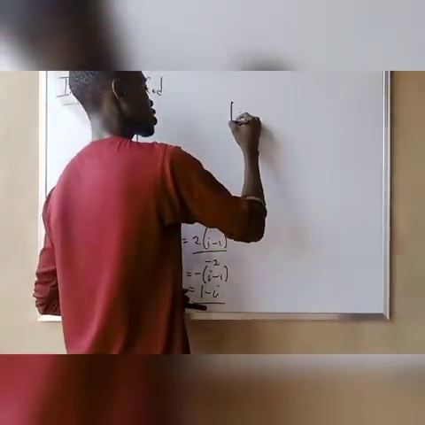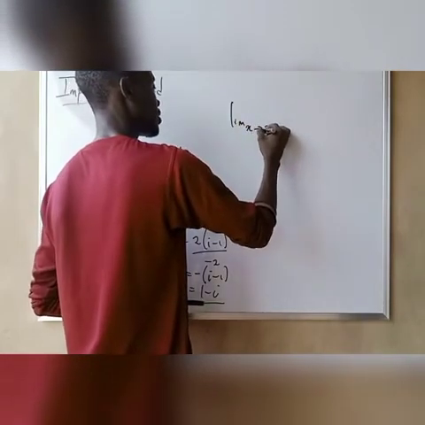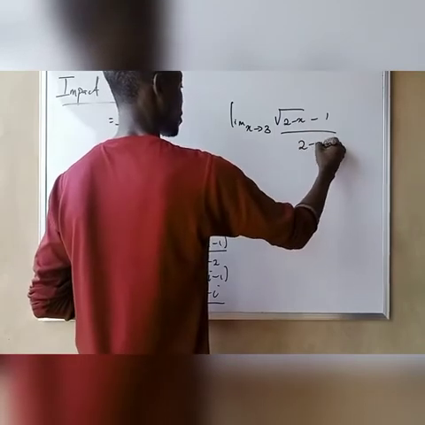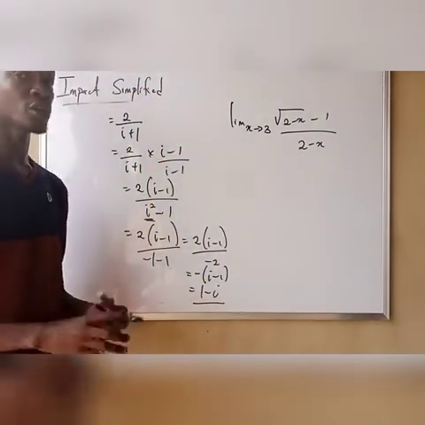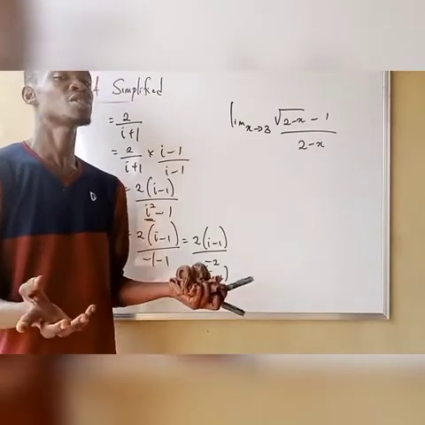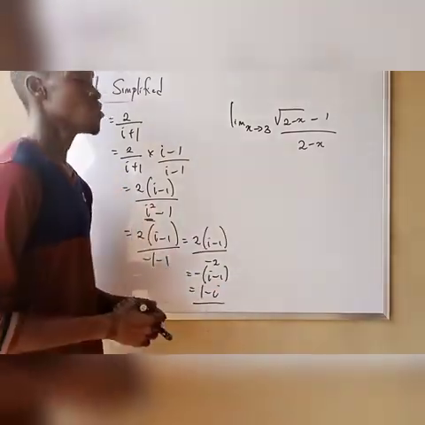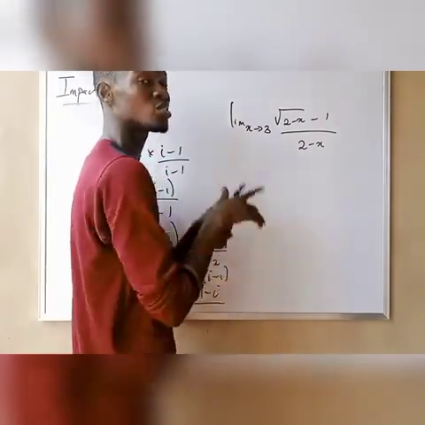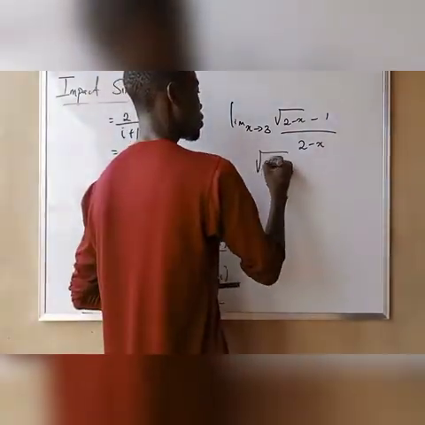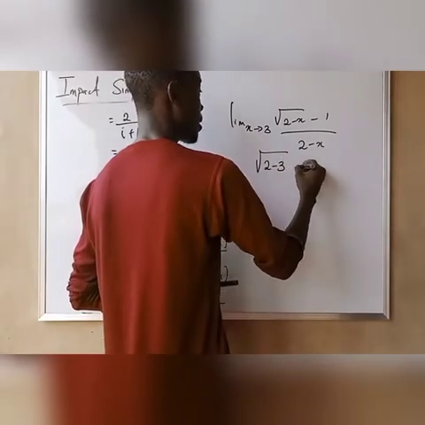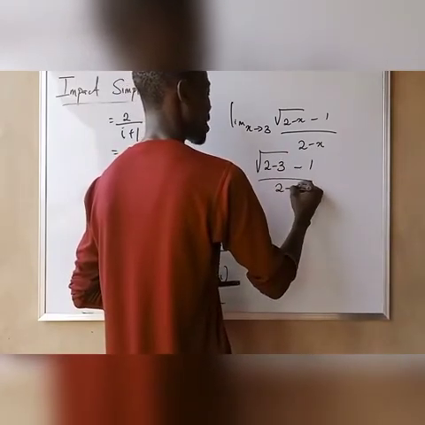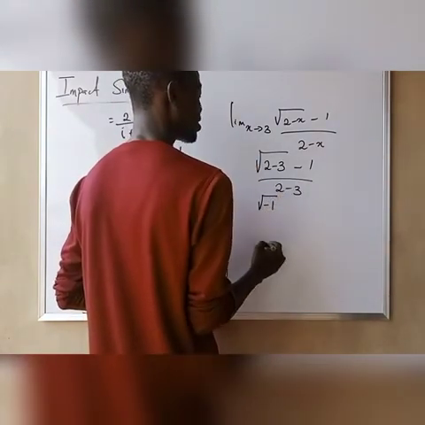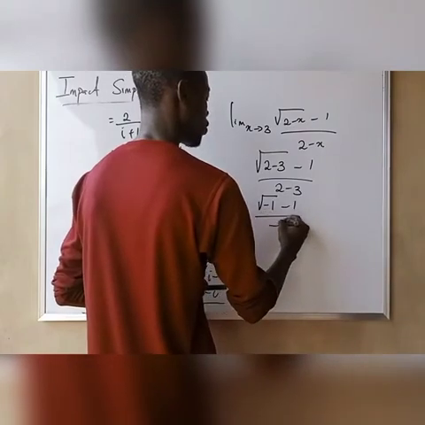Now, this question is talking of the limit of x to 3, the square root of 2 minus x minus 1 over 2 minus x. Though this is a normal way of solving, in case you are doing a CBT question, let's attempt. See, what you are meant to do here is just to insert the values. Anywhere you are saying limit, just put the values here. So if you put the value here, that will give us the square root of 2 minus 3 minus 1 over 2 minus 3. So what is this? That will give us the square root of minus 1 over minus 1.